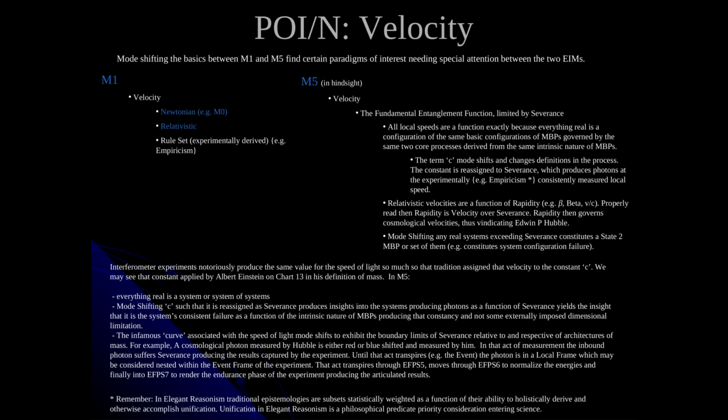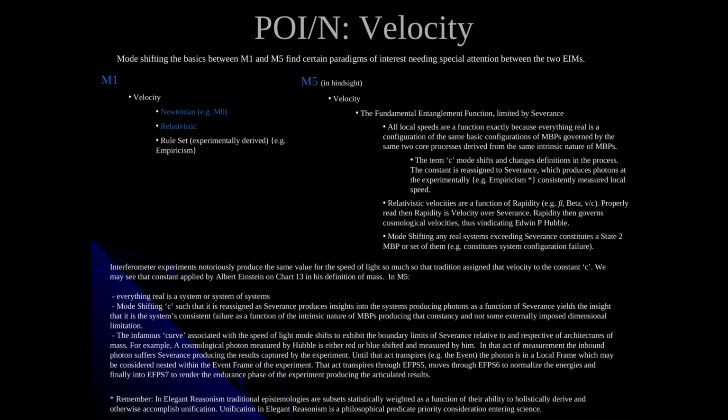On the M1 side, we have the two areas, Newtonian and relativistic kinds of thought and the various rule sets. And when we start going through the process, the elegant reasonism process, and we inventory our various abstractions, we do the historical reviews, we look at the Michelson-Morley experiment, we look at various interferometer experiments, we look at synchrotron radiation, we look at all the various historical reviews, we find words like constancy and consistency.